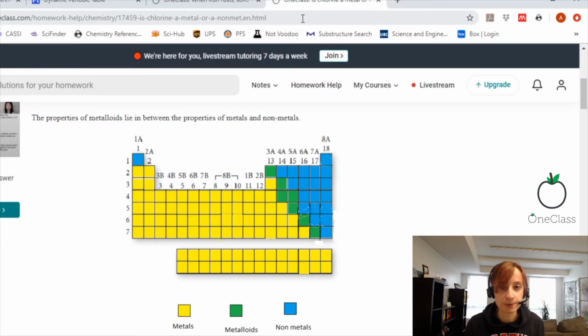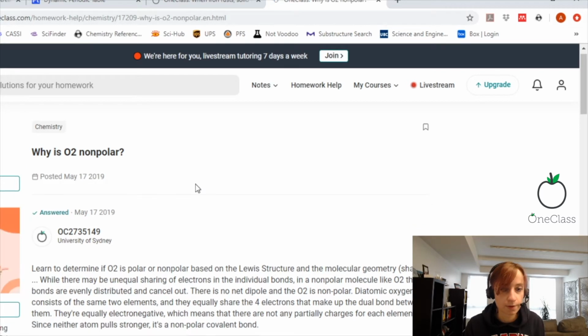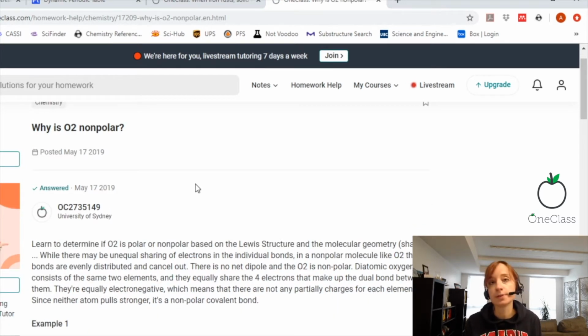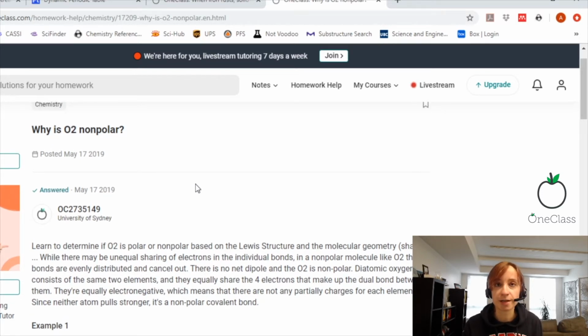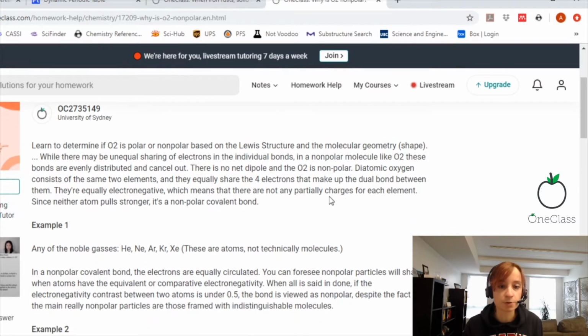Why is O2 nonpolar? So O2 is also referred to as diatomic oxygen. So it's just two oxygen atoms attached to each other. To determine a molecule's polarity, you would need to draw out its Lewis structure and then determine its molecular geometry, or its shape.